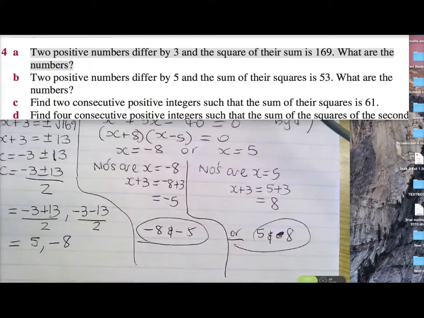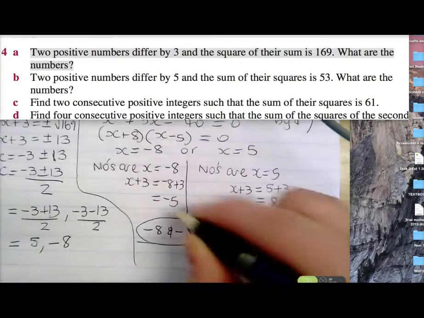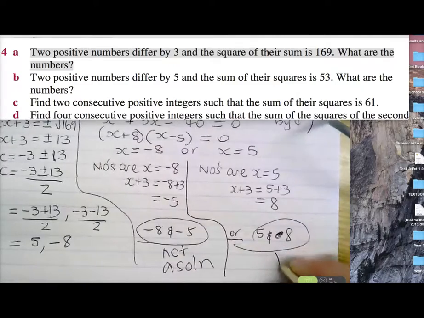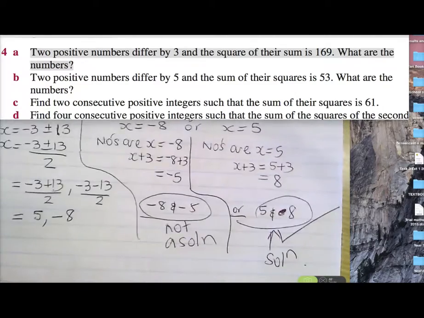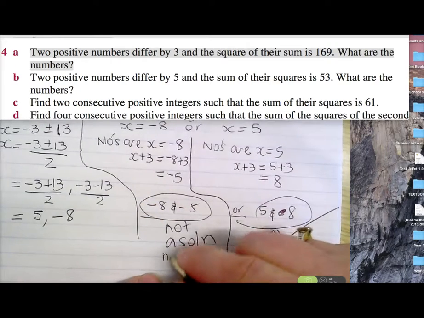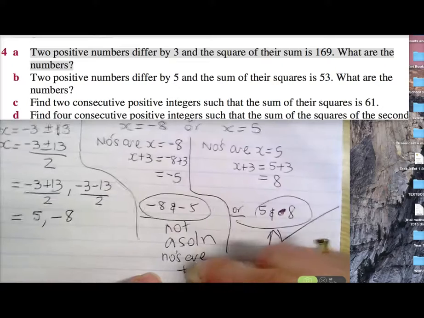So you need two answers. Miss, but it says 2 positive. All right, did it say 2 positive? So therefore, this is not a solution. Thank you. So therefore, that's your solution. Thank you, girls. That's not a solution, so please read the question carefully, because the numbers are positive.